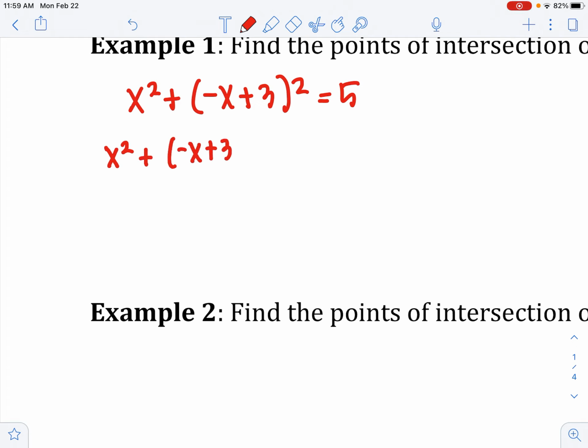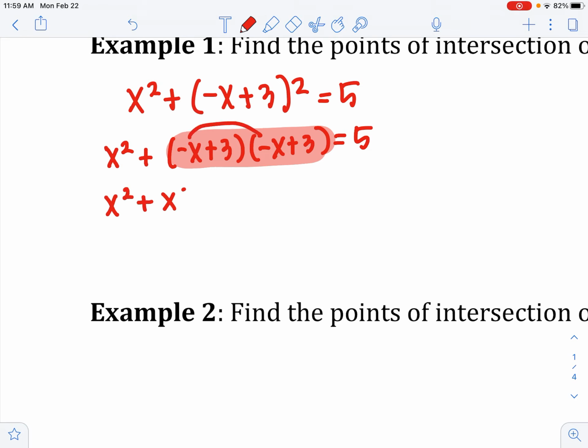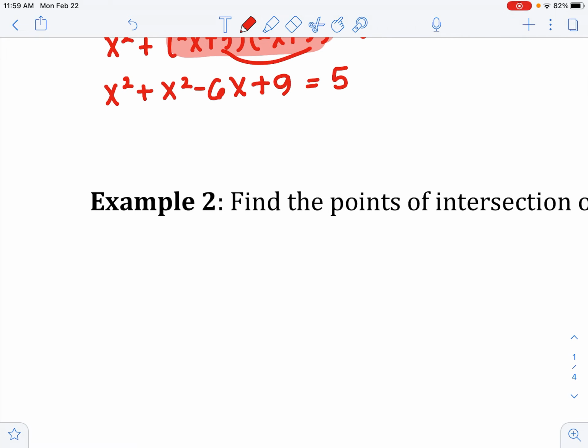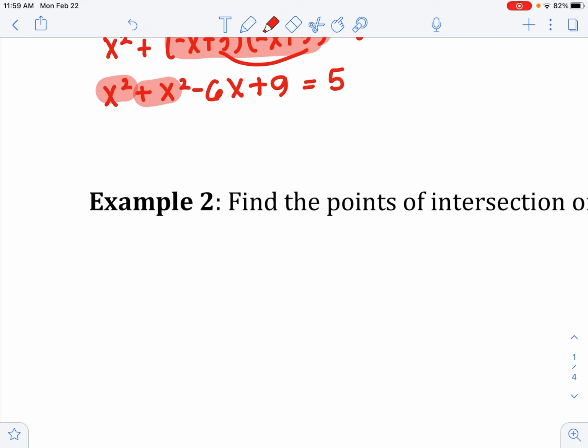A square, when you see it, means that that factor appears twice. So that's what you need to do, is you need to write out that factor twice. Okay, so now I can expand this by multiplying it out. A lot of you call that foiling, which I'm absolutely fine with. So first times first is x squared. Outer's negative 3x, inner's negative 3x, that's negative 6x. And then last times last is 9 equals 5.